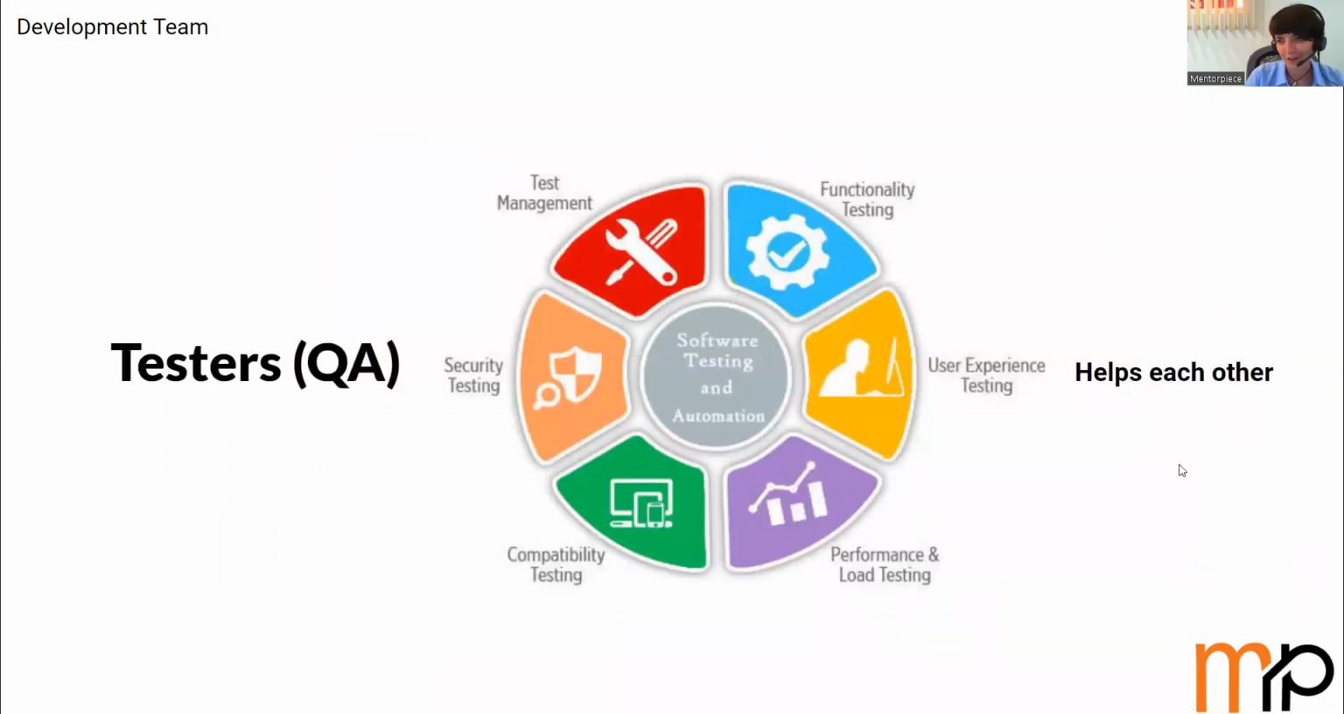And at last, we have testers. Probably you already guessed that the testers can be very different. We have functionality testing, user experience testing, performance and load testing, and security or pen testing, which we already talked about. Compatibility testing, and those are not all the testing types that we have, only examples. And you should help each other as well.